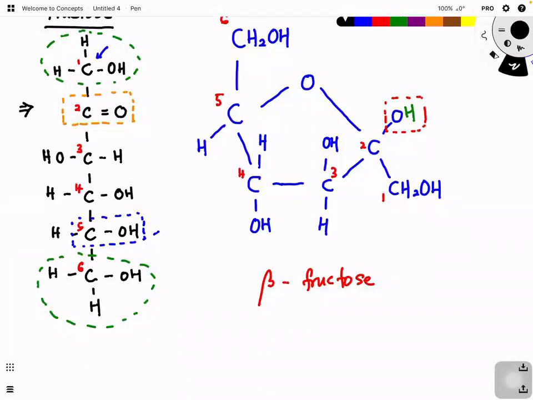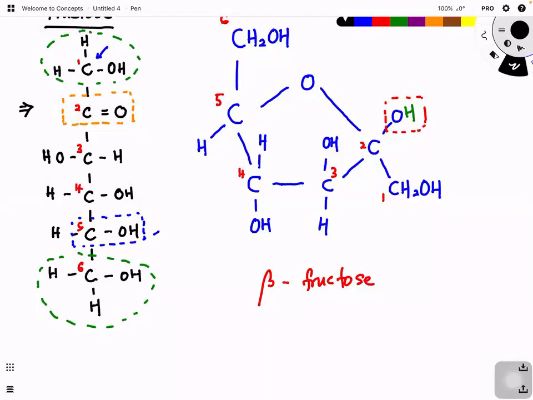But how about glucose? Why for alpha glucose and beta glucose do we refer to carbon number 1? Because the carbonyl group is at carbon number 1. So this one, carbonyl group at carbon number 2 and OH group above the ring, right? The OH group on carbon number 2 is above the ring, so we call it beta fructose.